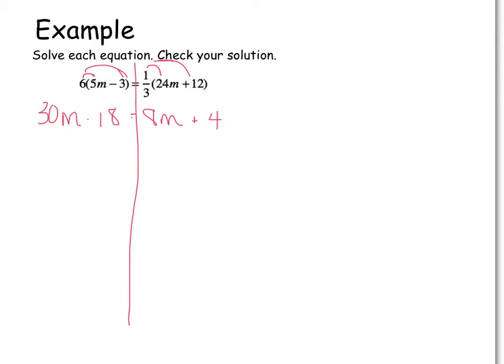And that should look very similar to the other examples that we've been doing. So let's go ahead and solve. We're going to subtract 8m.